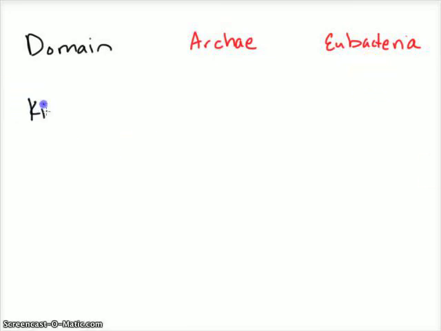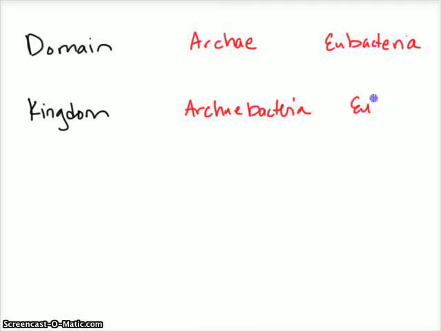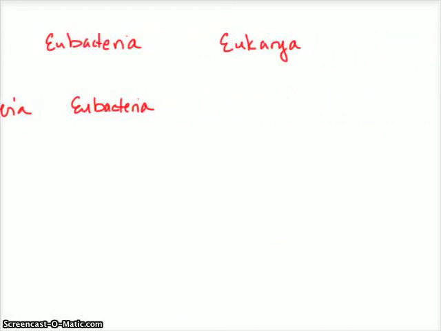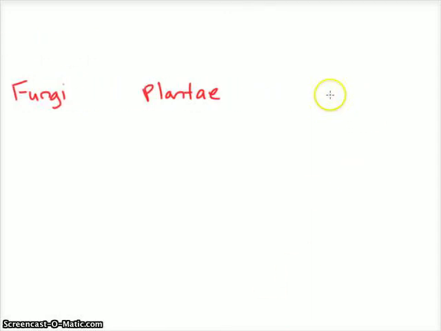Next we have kingdom. There are 6 kingdoms of living organisms. There is the kingdom Archaebacteria, Eubacteria, we have kingdom Protista, fungi, plantae, and Animalia.